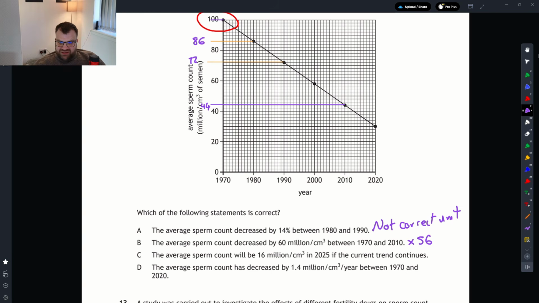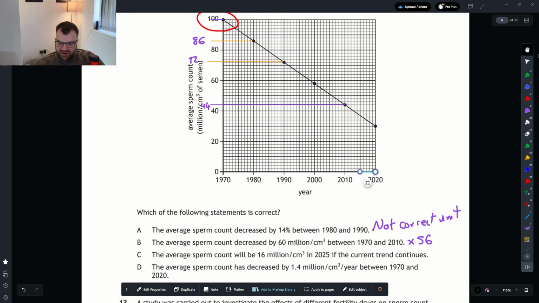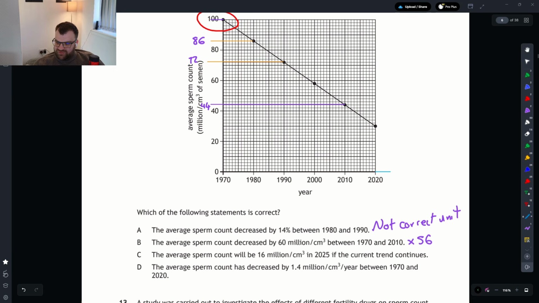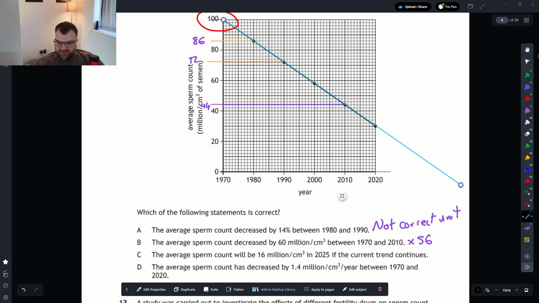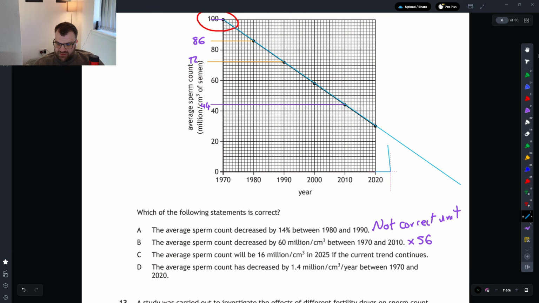Current trends, 2025. Gonna see if this would work. So if we were to extend it, that's 5 more years after 2020. And then if we take this line and we extend it beyond there, and then I want to run this up to where it touches, and then I want to run that across. Well, that's looking like it would be above that. That to me is looking like 24. So it's not going to be that one.